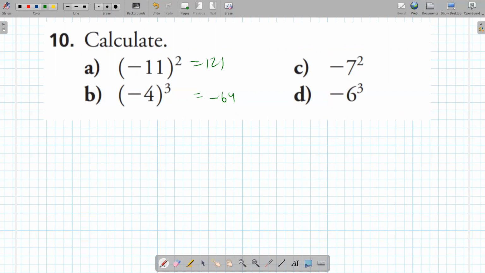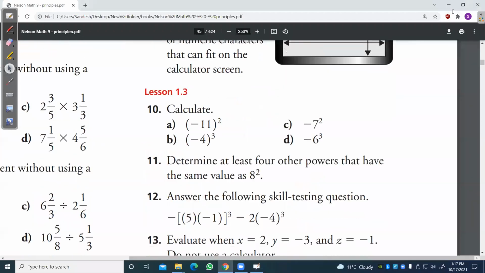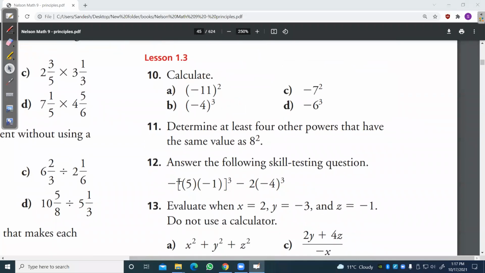Is it -49? It is -49, yes. And then D is -216. Yeah. All right. So that's just a calculator plug and play. Well, let's do this one.